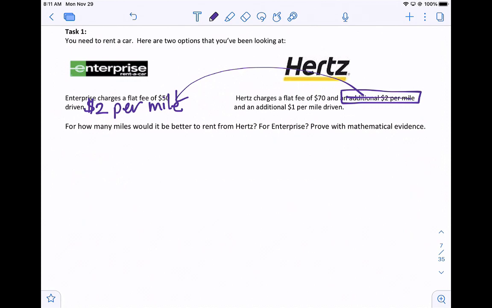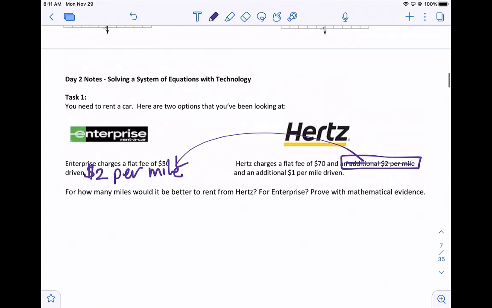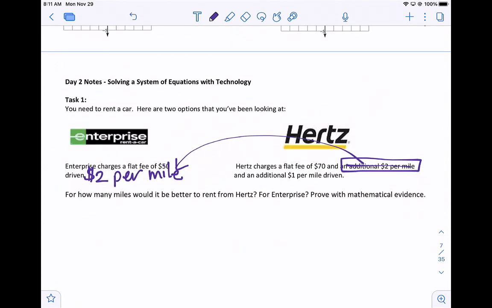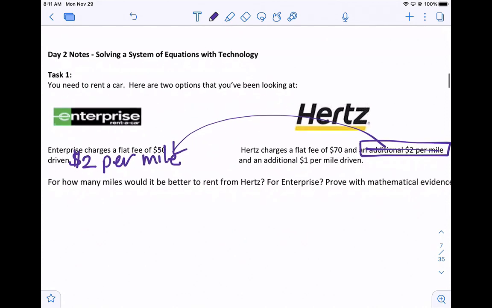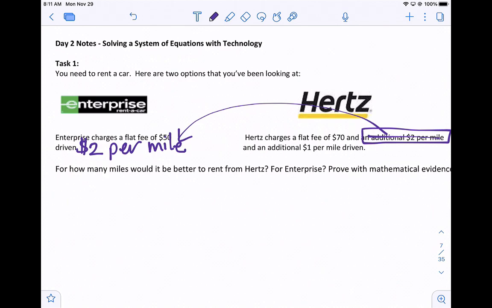Yesterday we looked at a few different ways that we could solve something like this. You could write an equation, you could make an input-output table, or you could graph it. Today we're really going to focus on graphing it with technology to figure out the solution. So let's start with an input-output table first.